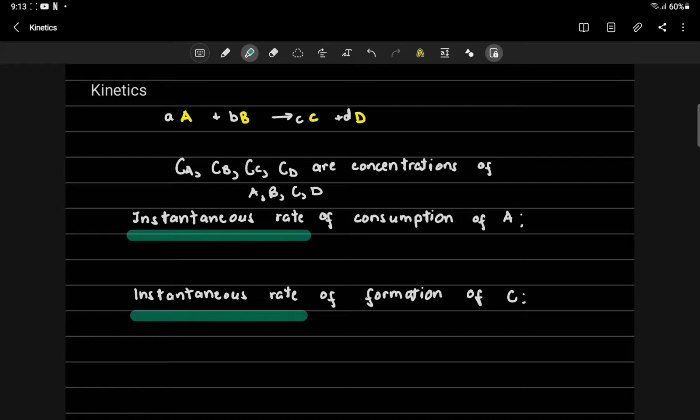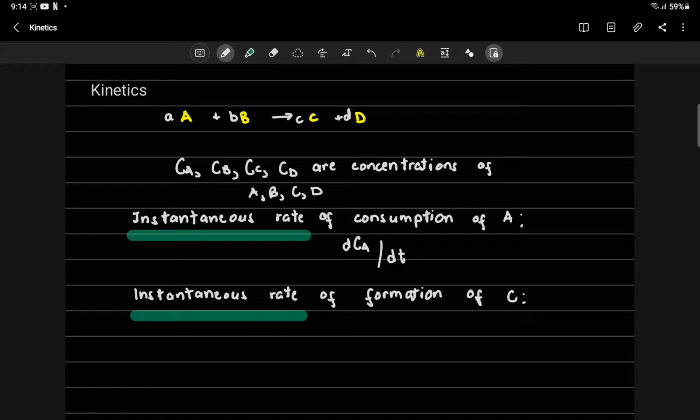So let's denote the concentrations of A, B, C, and D as Ca, Cb, Cc, and Cd respectively. If that's the case, we can express mathematically the instantaneous rate of consumption of A. That will be the change in the concentration of A with respect to time. This is now the instantaneous rate of consumption of A, or of the disappearance of A. And you can do the same for species B.